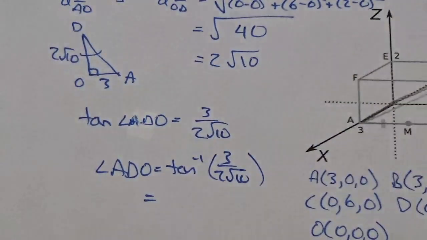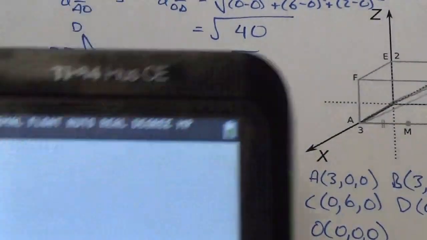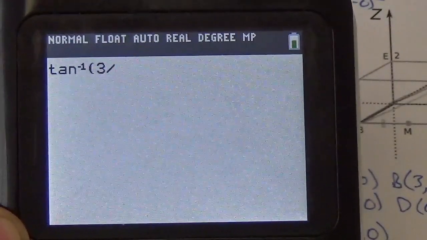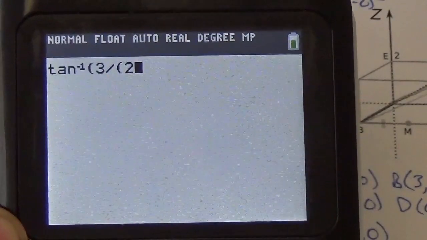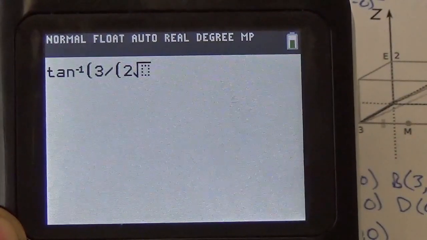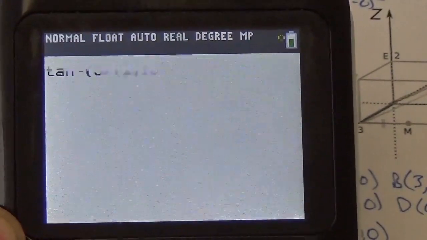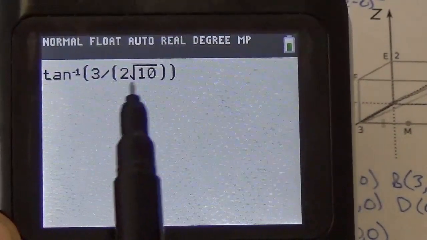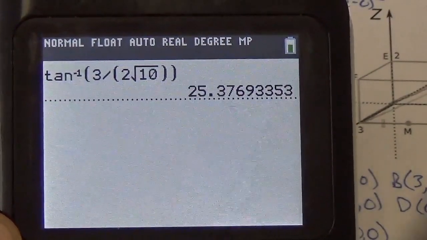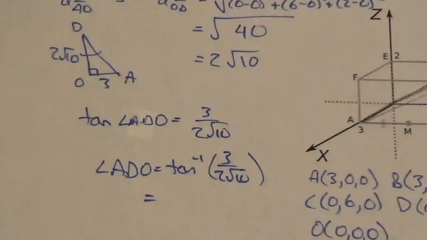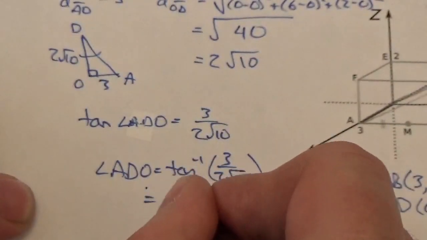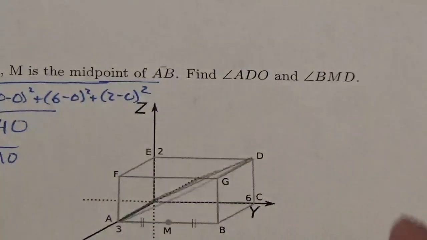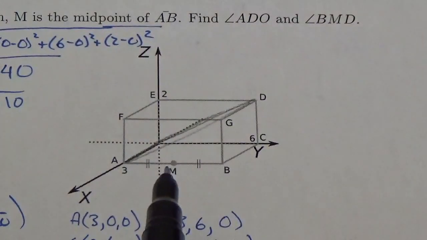So now I'm just going to go to my calculator here. It will be the inverse tangent of 3 divided by, now I need to make sure I put brackets here. More often than not, when people have troubles with this and they're getting weird results, it's because they're not putting the parentheses in the right location. So I need to divide by that entire 2 root 10 there. And I get 25.4 degrees. 25 degrees is probably good enough. 25 degrees. Good. Now, the next part of this problem is to find the angle BMD.